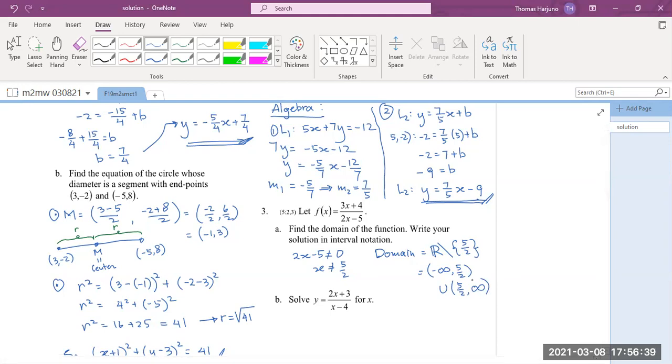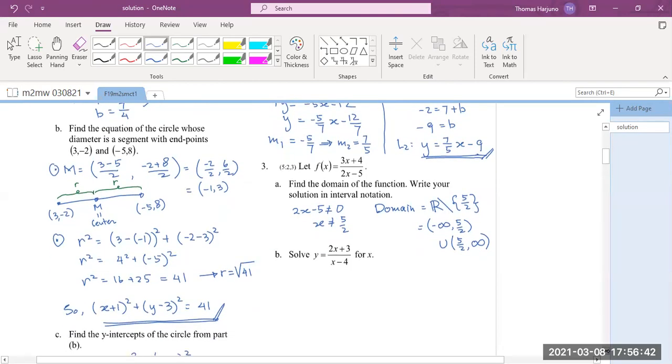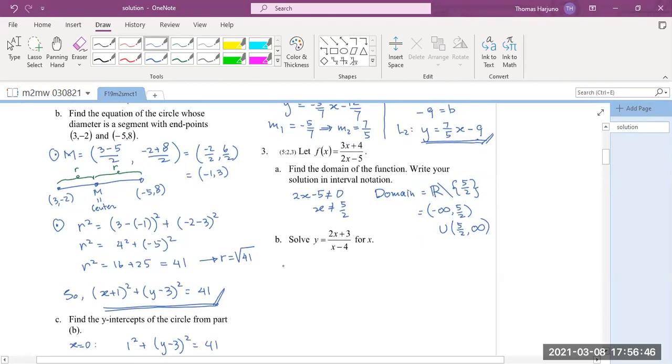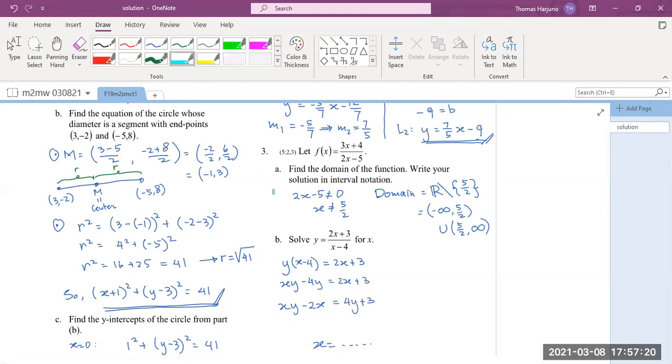Next, solve that function for x. So we replace the f(x) by y, and then we solve for x. Basically, we need to have x itself on one side, and no more x on the other side. Now the first step will be to multiply both sides by the LCD, distribute. I will subtract 2x and then add 4y. So basically you will see we are actually switching this. This goes here, this goes here.